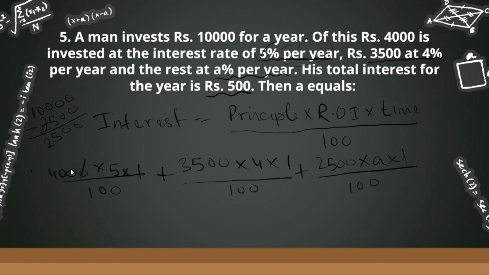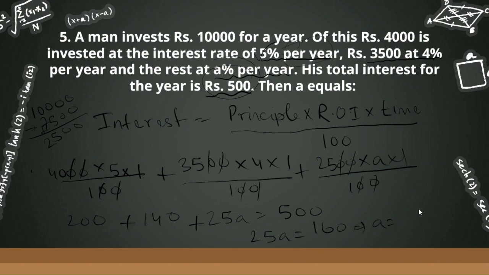Let's just solve this now. 0, 0 cut. We are left with 40 into 5, which is 200. 0, 0 again cut. So we are left with 140. The next one will come in variables. So we are left with 25A. And the total interest given is rupees 500. So 25A should equal 500 minus 200, which is 300, minus 140, which will give us 160.